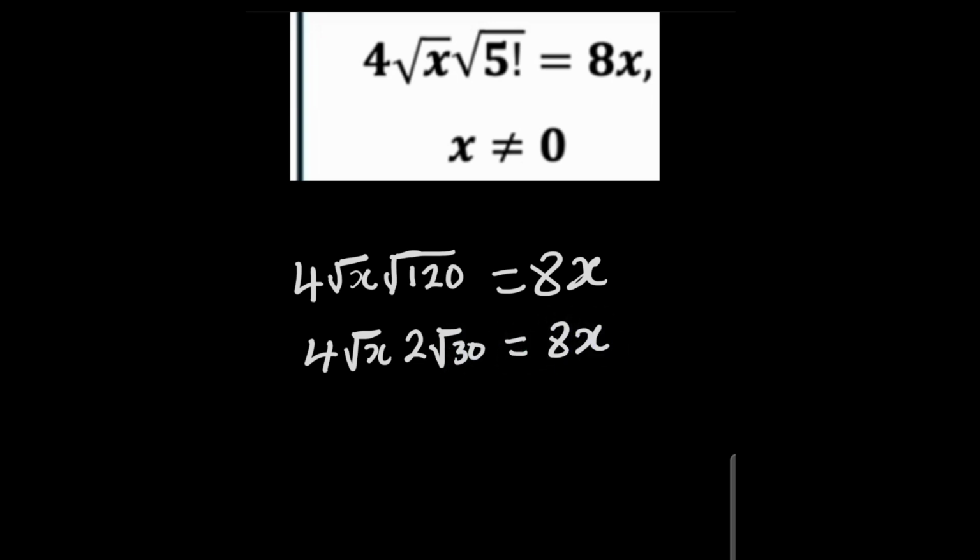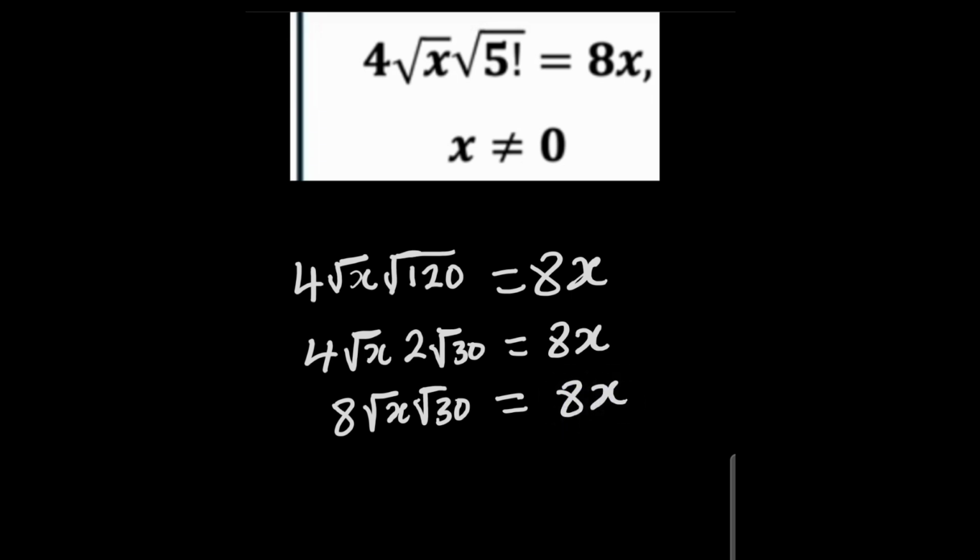Now the next thing we're going to do, as you can see, outside the roots we have 4 here and we have 2 here, so we can bring them together, then we multiply the two square roots together. 4 multiplied by 2 is going to give us 8. Then root x multiplied by root 30 is the same as root of x, then root of 30. Everything will be equal to 8x.